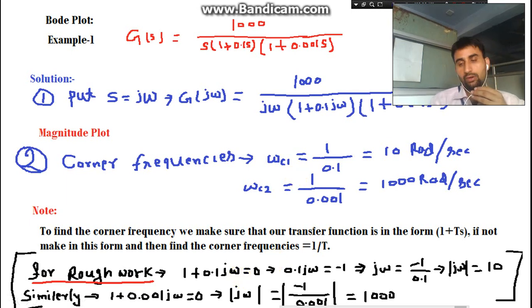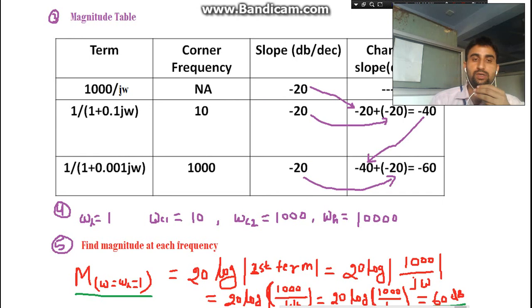According to the number of corner frequencies, you keep them in ascending order, like omega c1, omega c2, and omega c3. So now the third step is the magnitude table. Here it is very simple. We'll make a table where we have terms, number of terms, corner frequency, slope, and change of slope.